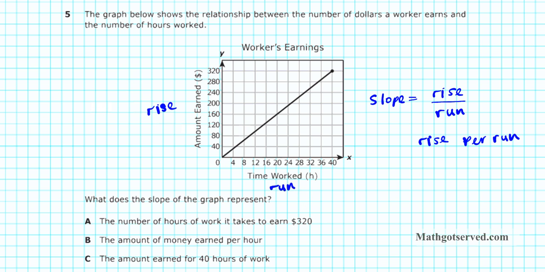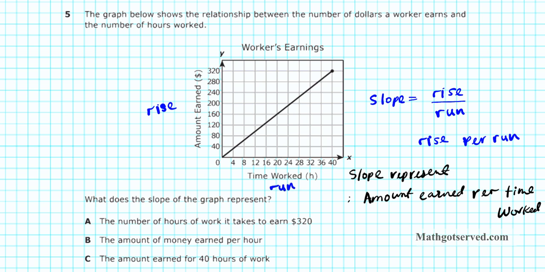All right, so let's look at this situation here. What is our rise? Our slope is going to represent our rise, which is amount earned, over is per. Now what is our run? Is time worked. Okay, time worked. So that's basically what our slope represents.